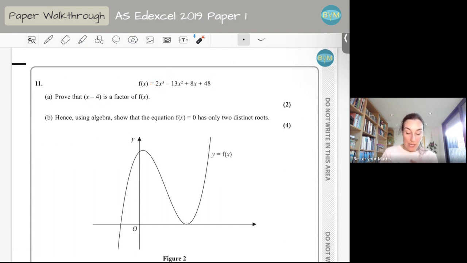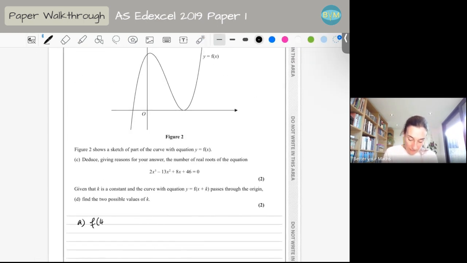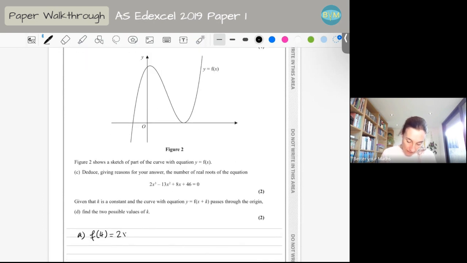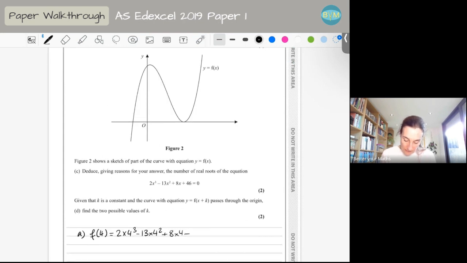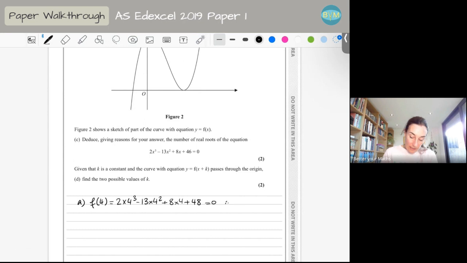So what I would do is substitute the 4 here. So you're going to do f of 4. f of 4 is going to be 2 times 4 cubed minus 13 times 4 squared plus 8 times 4 plus 48, which is going to be 0. Yeah, you can check if you want, but it's going to be 0. Therefore, x minus 4 is a factor. And then you can say something like, by the factor theorem. Yeah, so mention the factor theorem.